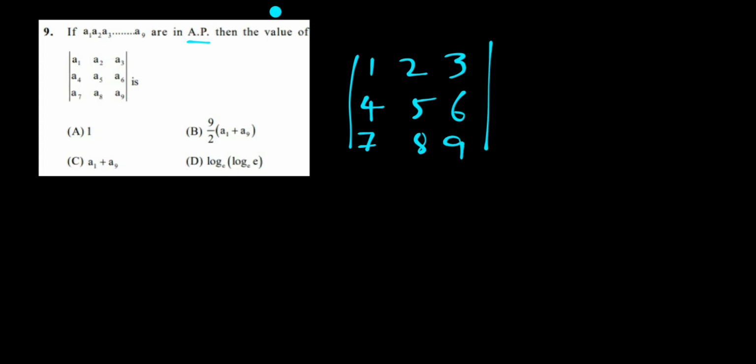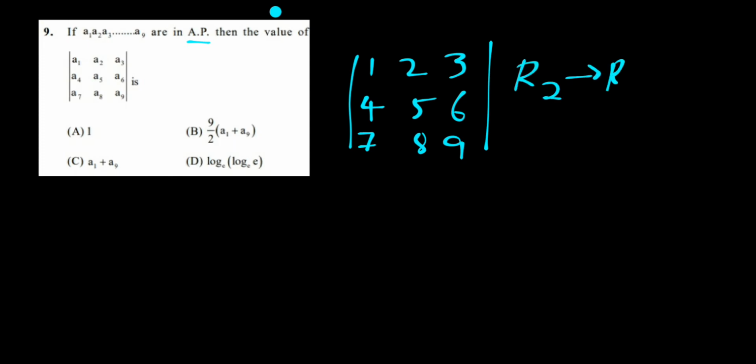Next, problem number 9. If A1, A2, A3, ..., AN are in arithmetic progression AP, then we have to find the value of the determinant. Here in place of A1, A2, A3 we can take any example. I'll take one simple example here: 1, 2, 3, 4, 5, 6, 7, 8, 9. Directly we can find the determinant, or I'll use row operations.